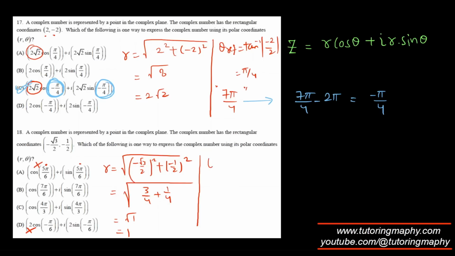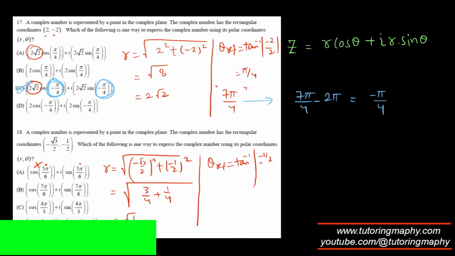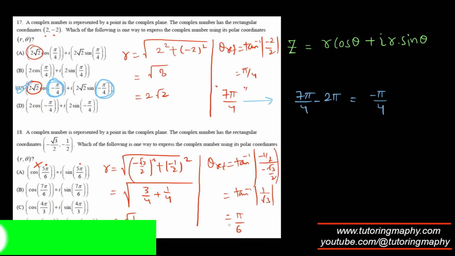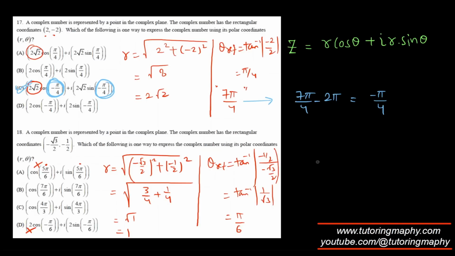Let's find the angle now. So the reference angle is tan inverse of the absolute value of the y coordinate over the x coordinate. So this is tan inverse 1 over root 3, which is pi over 6. And pi over 6 in quadrant 3 will be 7 pi over 6, which is clearly option B.